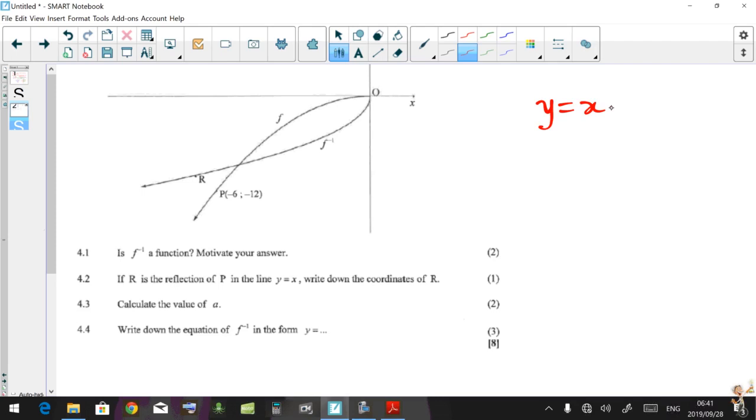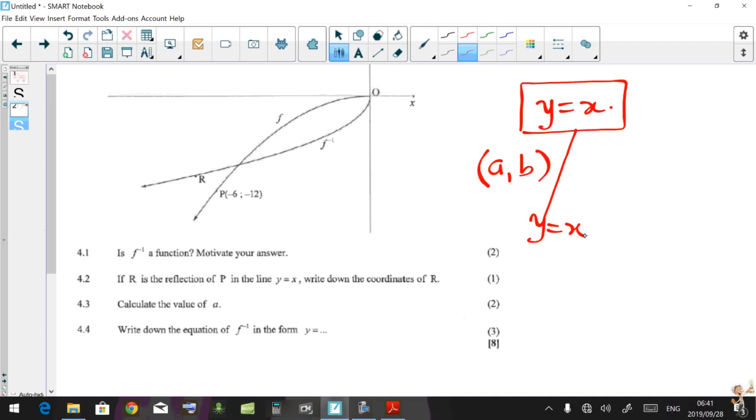Basically, what happens here is if you reflect along the line y equals x, what you do is you switch values. Y becomes x, and x also becomes y. Basically, that's all. So, if point R is a reflection of point P, what will therefore be the coordinate of R? It will simply be (-12; -6). Can you see it's moving further away on the x, and it's higher, negative 6. And we are done there.